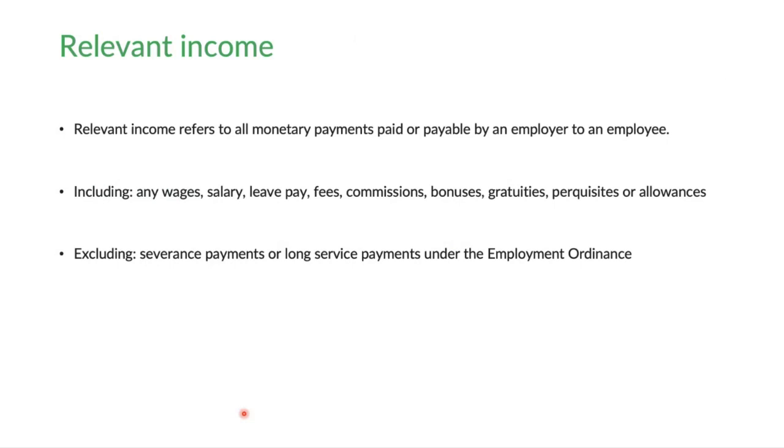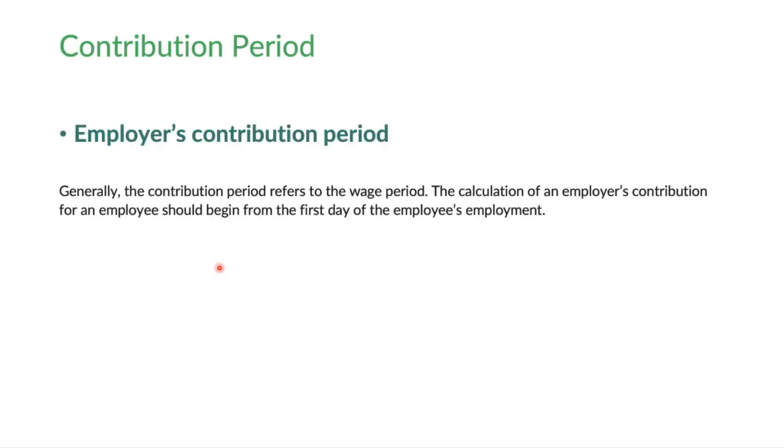Okay, so relevant income refers to all monetary payments paid or payable by an employer to an employee. It includes any wage, salary, leave pay, fees, commissions, bonuses, gratuities, and also some allowances. It excludes severance payments or long service payments under the Employment Ordinance, though we have not yet implemented this for the severance payments. Just to know what the relevant income covers, I have added it here.